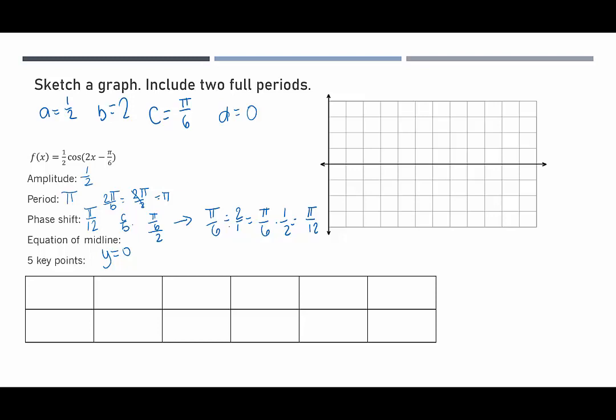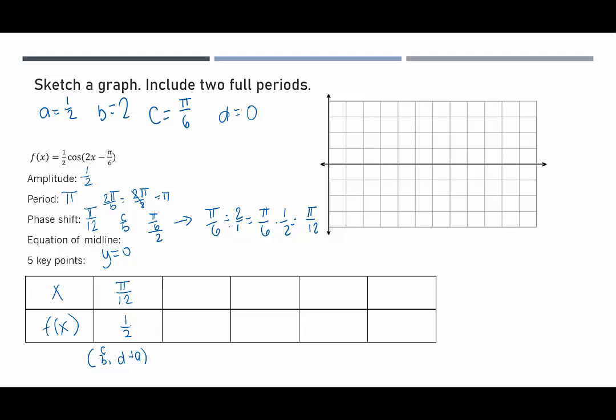And now let's identify our 5 key points of this cosine graph. So we have x and f of x. Remember, the first important point for our cosine graph is going to be c over b, comma, d plus a. So c over b is pi over 12. That was the phase shift, so we're starting at pi over 12. And d plus a is 0 plus 1/2. So we're going to be starting at the tippy top at 1/2.